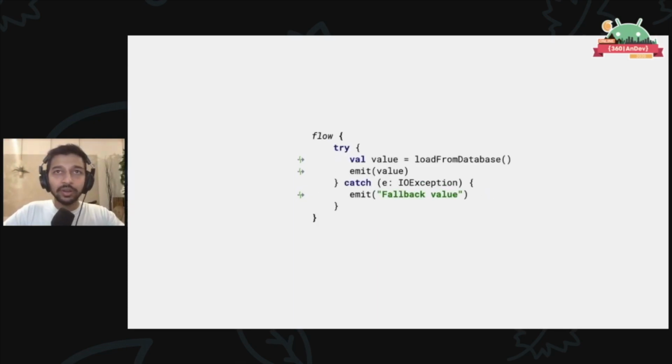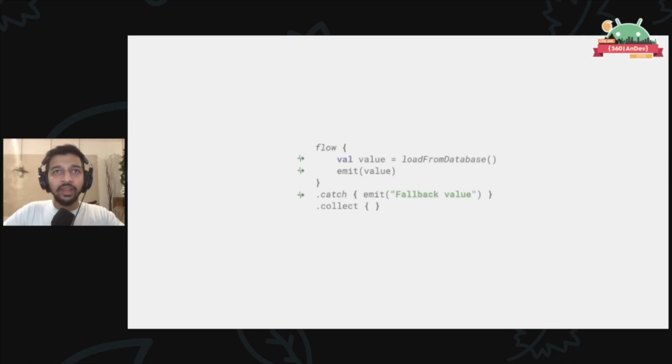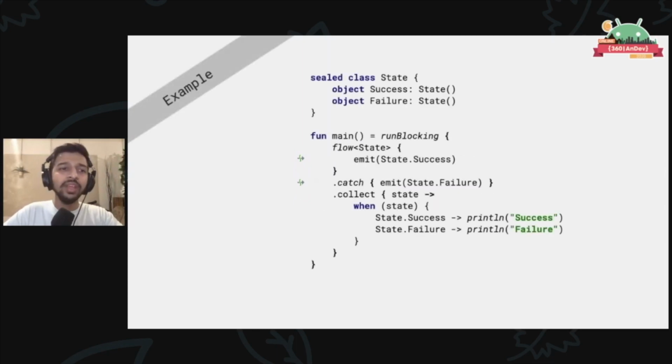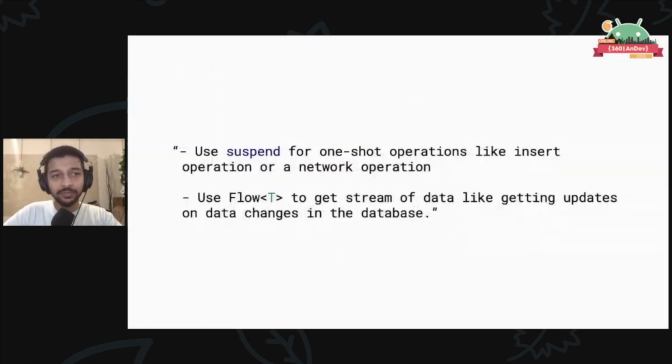The value emitted from the catch is received in the collect. That means there is only one single place to handle all types of cases, either success or failure, which makes it super transparent to handle all the cases. I would recommend to use sealed classes so you can always cover all your cases.